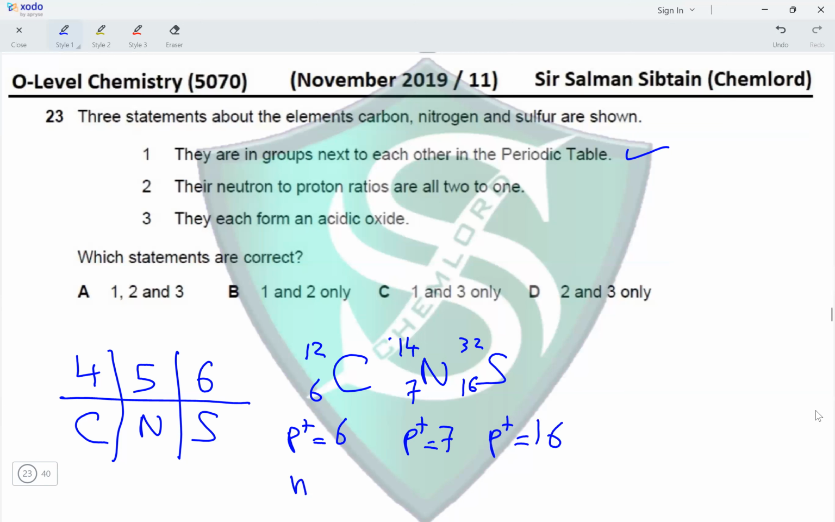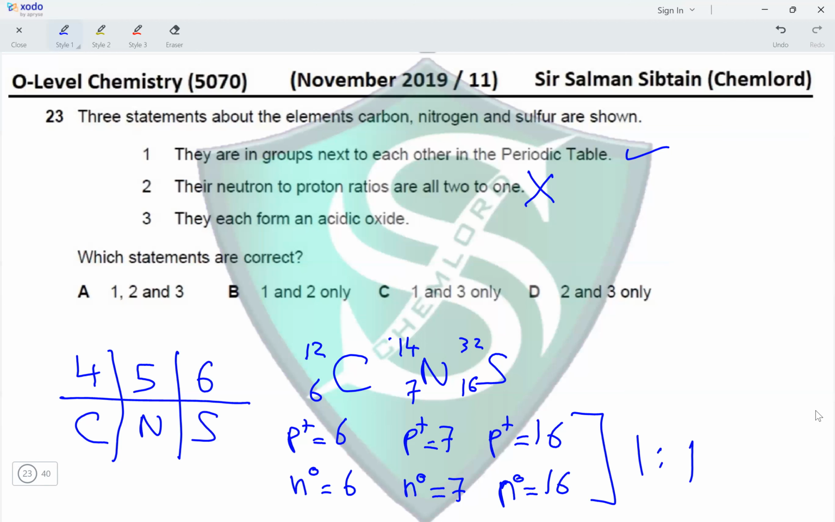So, neutrons in carbon would be 12 minus 6 is 6. The number of neutrons in nitrogen would be 14 minus 7 is 7. And the number of neutrons in sulfur would be 32 minus 16 is 16. So, all of these ratios are 1 is to 1, not 2 is to 1. So, this statement is incorrect.